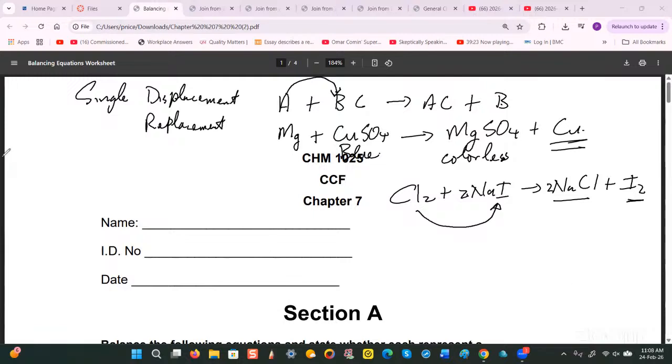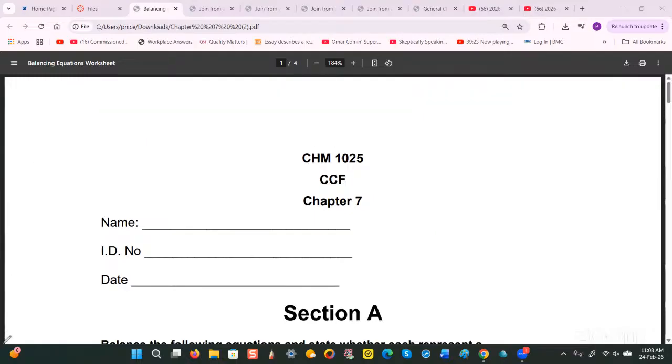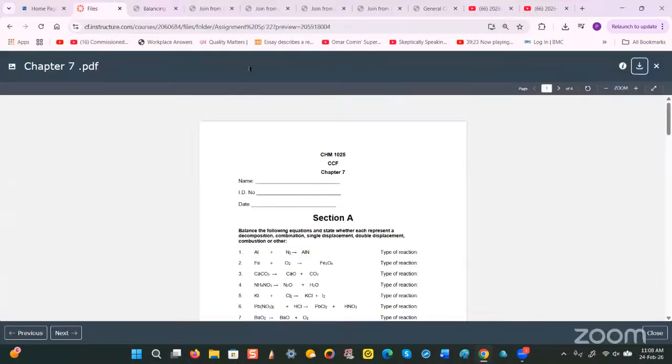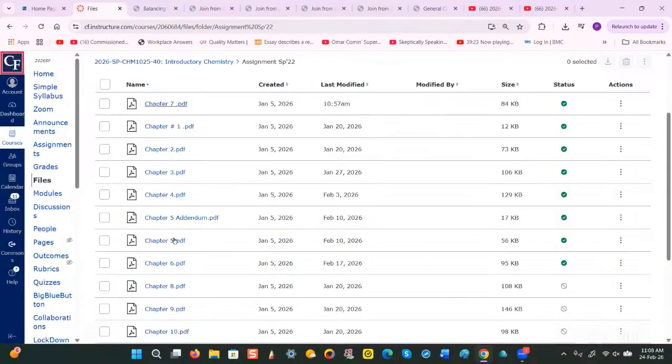Before we move on, there's one aspect that was discussed in the videos, and it has to do with how you can predict whether or not a single displacement reaction will take place. That's important because of one of the questions we're going to encounter in the assignment. Let me clear this. I need to show you a chart, which I'd have to provide for you in your future test. It's called the activity series.